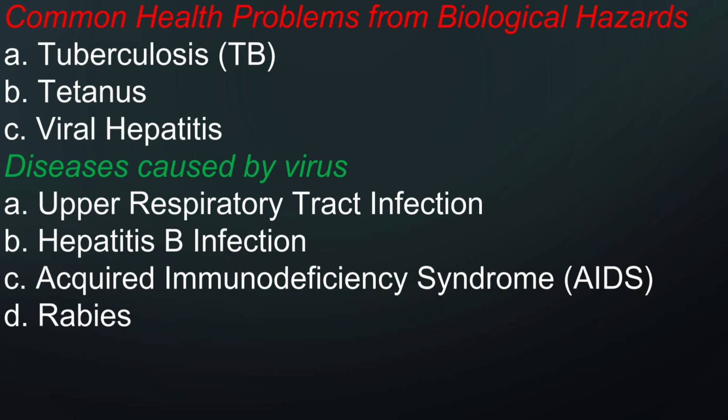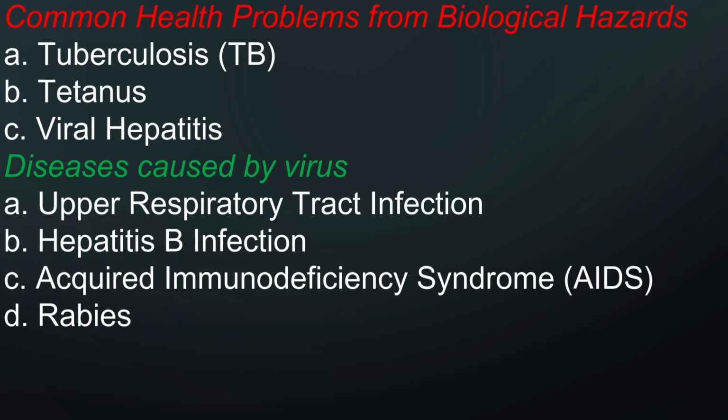First, let's talk about tuberculosis, or TB, which remains a persistent global health challenge. It's a bacterial infection that primarily affects the lungs and is spread through the air. Next, we have tetanus, often known as lockjaw. This is a serious disease caused by bacterial spores found in soil, dust, and animal feces. It's crucial to keep up with vaccinations to prevent this infection.